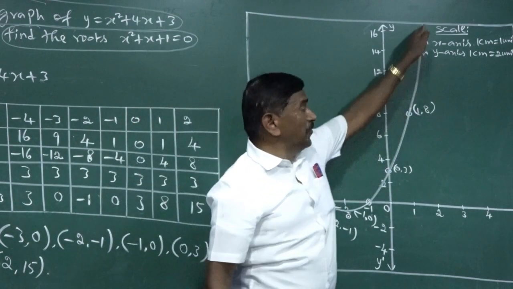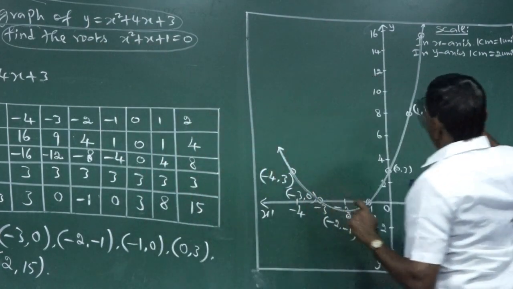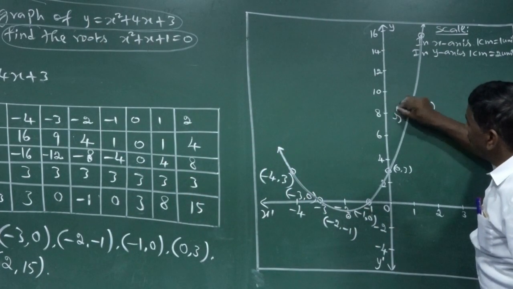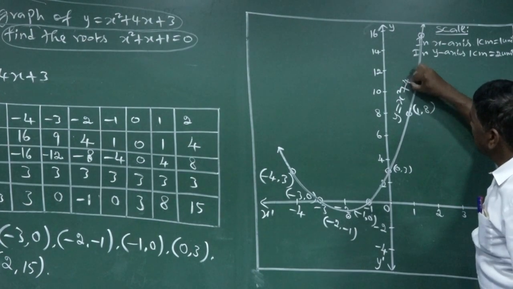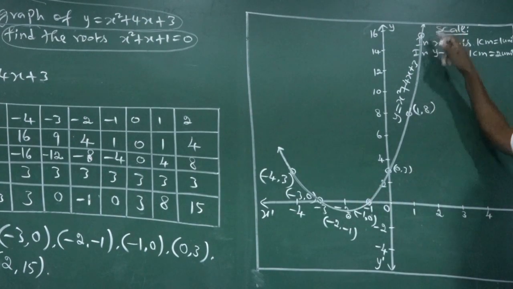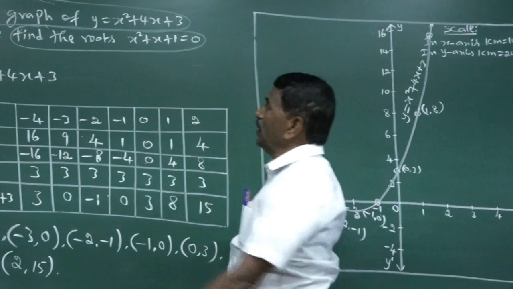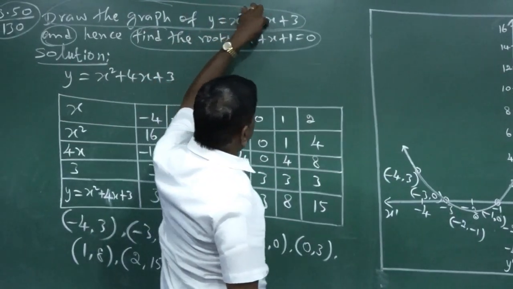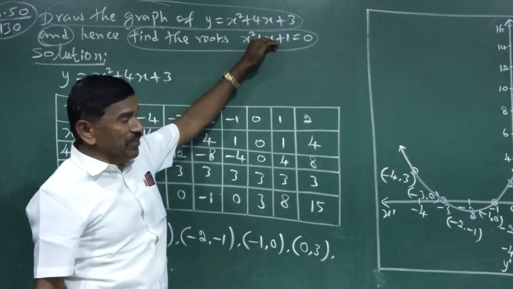Draw the graph of. What is the curve? Can you tell me the curve? y is equal to x square plus 4x plus 3. Okay. Draw the graph of y equal to x square plus 4x plus 3. First part completed. Over. Next. And hence find the roots of the equation.